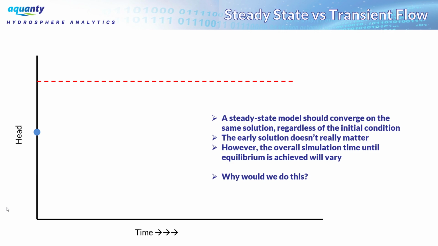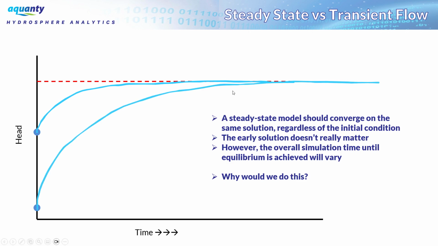When you run this initial steady-state solution, it doesn't really matter what your initial condition is. You can set it arbitrarily at whatever level you want. Over a long enough period of time, the overall flow field, the overall distribution of heads, should trend towards the same value. It just might take longer in one situation for that pseudo equilibrium condition to be achieved.